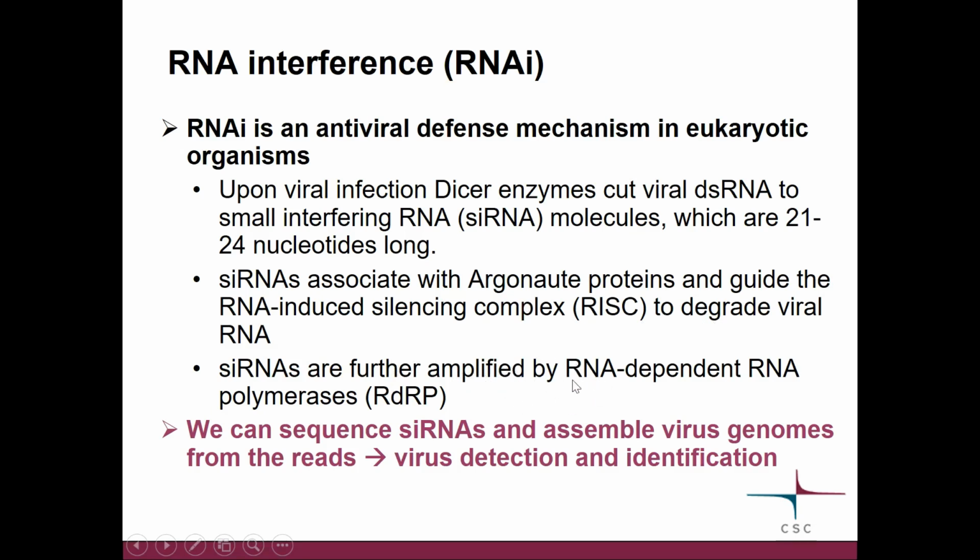So as an end result, cells which have virus infection actually have a very large amount of these small interfering RNAs. And we take advantage of this in our virus detection system. So basically, we sequence the small interfering RNAs, and since they are pieces of the full virus, we assemble these RNAs into full virus sequences, which we can then compare to known virus sequences and thereby detect the viruses.